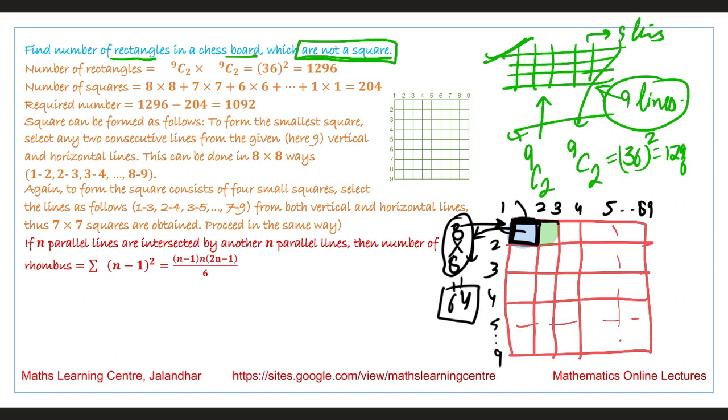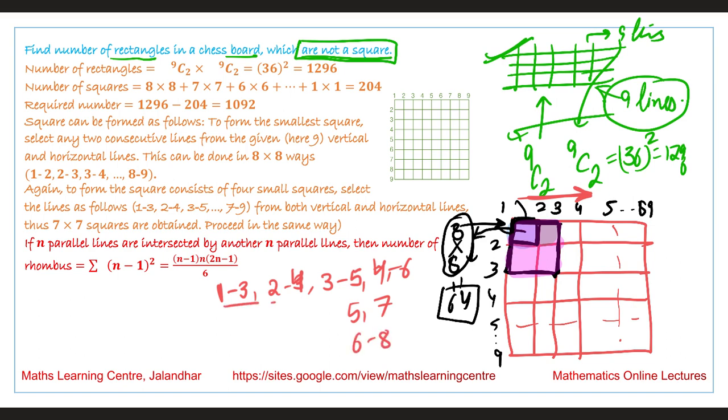Next, suppose we are considering a square of this size. How many such squares can be chosen? If I move in this direction, I can choose the numbers 1 to 3, 2 to 4, then 3 to 5, then 4 to 6, then 5 to 7 and 6 to 8. So 1, 2, 3, 4, 5, 6 and last we have 7 to 9.